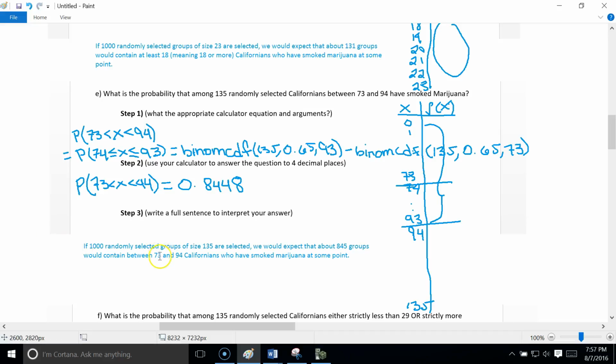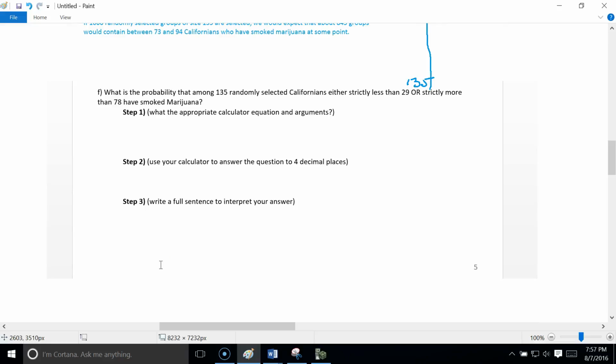Okay, moving on to the last one in this question. What is the probability that among 135 randomly selected Californians, either strictly less than 29 or strictly more than 78 have smoked marijuana? Okay, so let's just jump to the answer there.